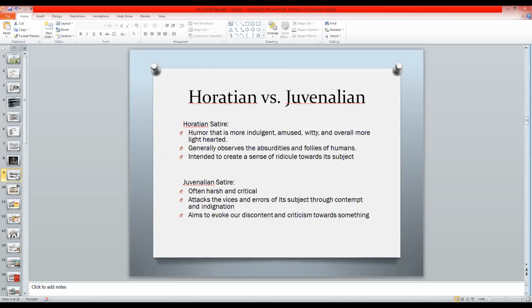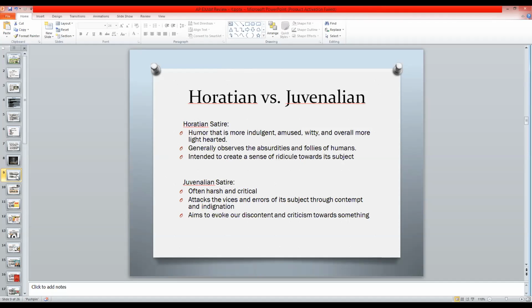But Juvenalian is usually harsh and critical. On the other end of the spectrum, we have people who attack directly, evoking discontent. It's kind of like, I don't feel happy about this, and we shouldn't, and we should do it in a more worrying way, a darker way, so that we all feel the urgency regarding it. So Horatian is more about us figuring it out on our own.